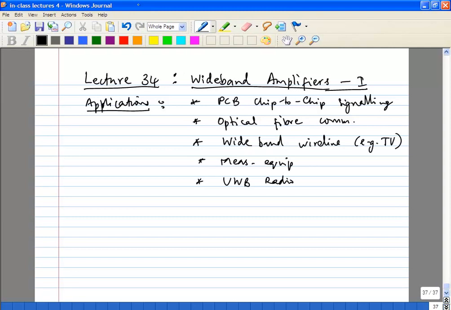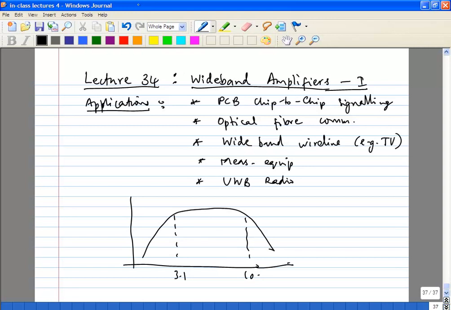So your circuits need to operate all the way from 3.1 to 10.6 gigahertz or something like that. Your circuits need to be able to transmit signal throughout that bandwidth. So if you look at your circuit response, you probably need to have something like this. Let's call this the gain, for example.